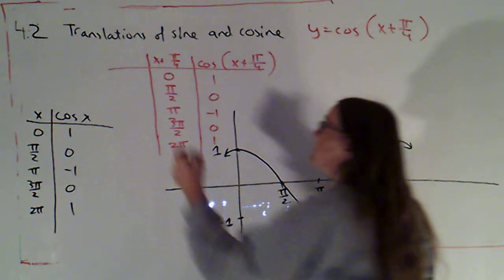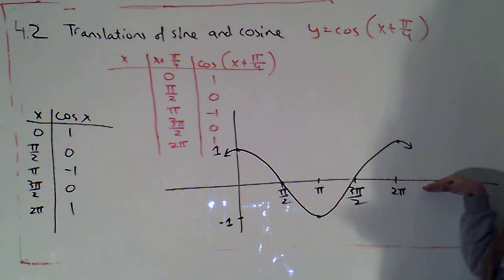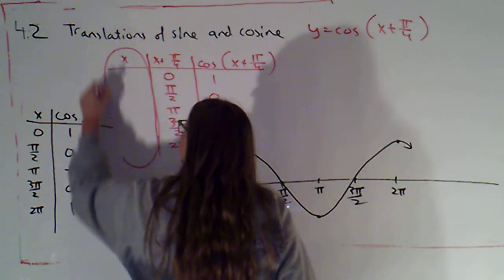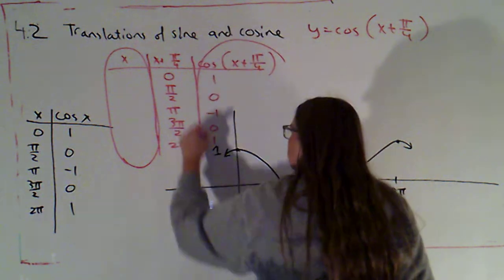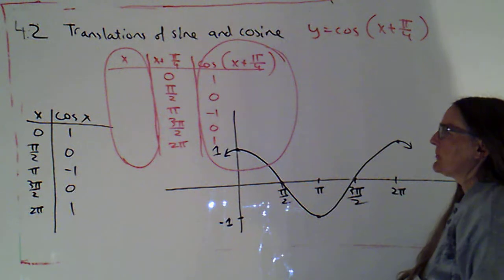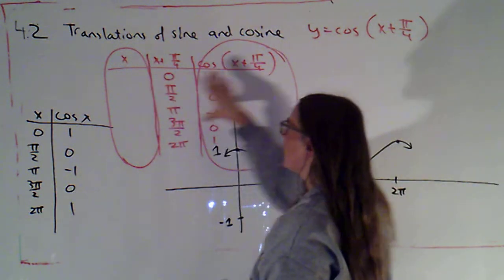The work I'm going to have to do, though, is figure out what x is, because this is not the x plus pi over 4 axis. So when I'm graphing, I'm going to be graphing x and cosine of x plus pi over 4. Okay. So I'm going to need to work backwards to figure out what my x values are that I associate with those y values.